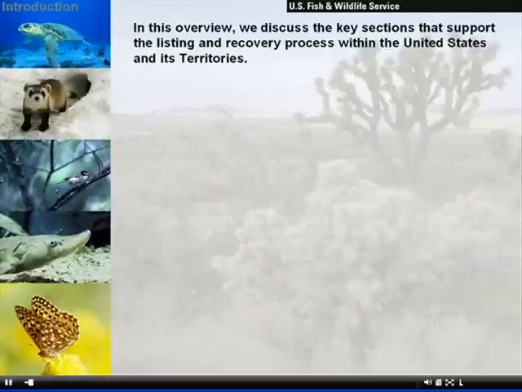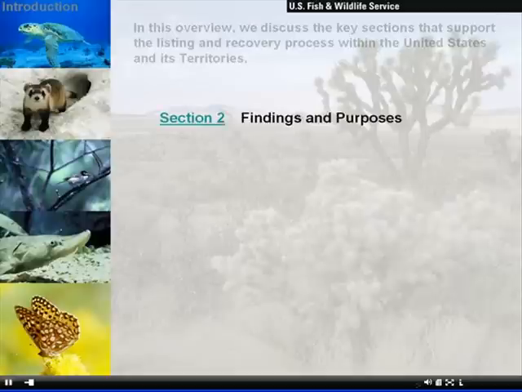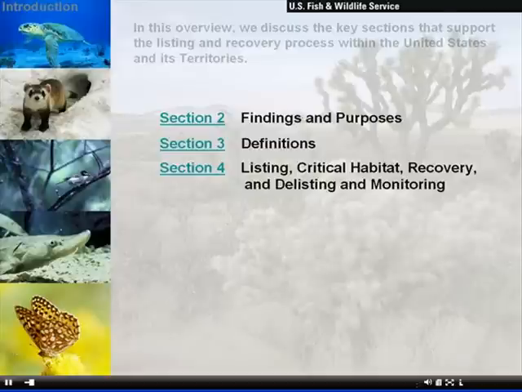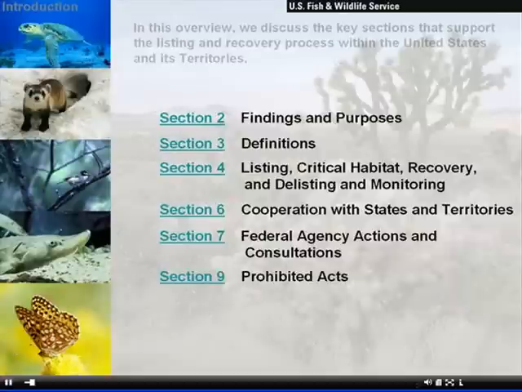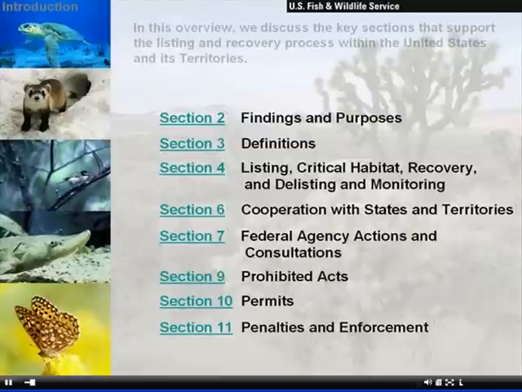In this overview, we discuss the key sections that support the listing and recovery process within the United States and its territories. These are Section 2, Findings and Purposes, Section 3, Definitions, Section 4, Listing, Critical Habitat, Recovery, and Delisting and Monitoring, Section 6, Cooperation with States and Territories, Section 7, Federal Agency Actions and Consultations, Section 9, Prohibited Acts, Section 10, Permits, and Section 11, Penalties and Enforcement.